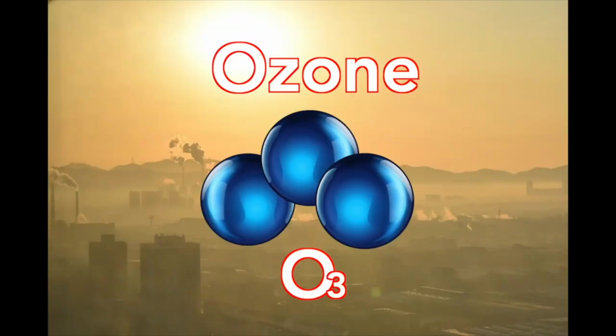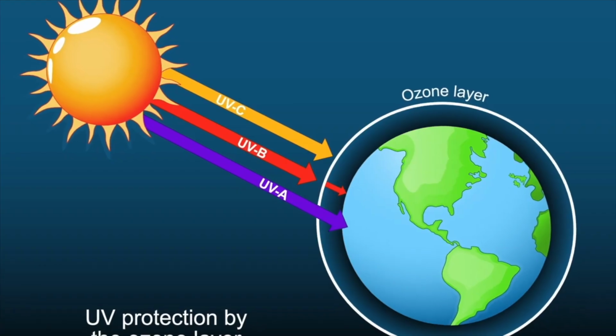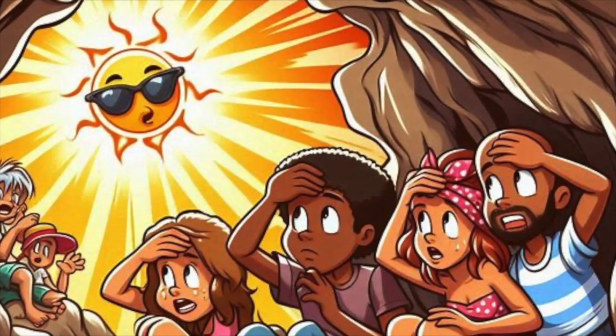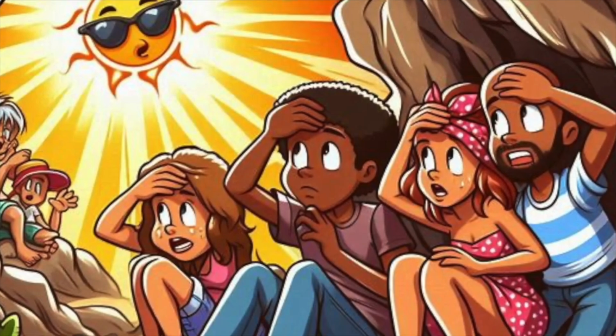And O3 is called ozone. It comes from pollution and is toxic for us to breathe, but it is found naturally in the atmosphere and blocks ultraviolet radiation from the sun, and is the only reason we can live on the surface of the Earth and aren't hiding from the sun in caves.